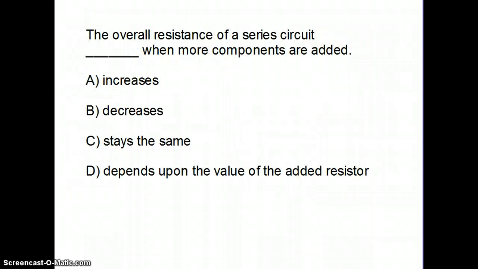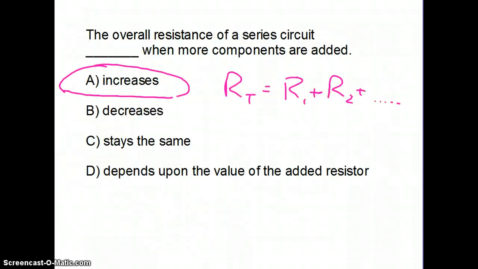What happens to the overall resistance of a series circuit when more components are added? Right, the total resistance would just increase, because as you add more resistors in series, you just add on, thus leading to a higher ohm value.